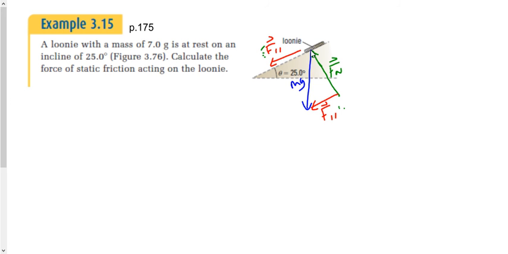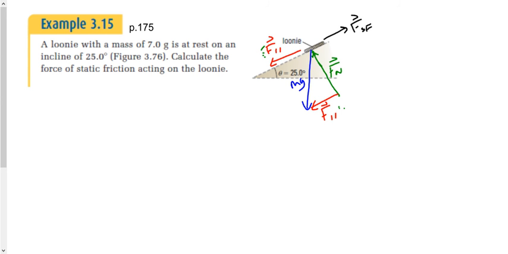Force of static friction acting on the loonie. Which way does static friction act? Backwards, up the hill? Tell me when to stop drawing the force of friction. I'm running out of space here. Let's try that again, okay? Tell me when to stop drawing the force of friction. Right there? That looks about the same length as F parallel. Is it supposed to be? Supposed to be the same length, or a little bit longer, a little bit shorter?